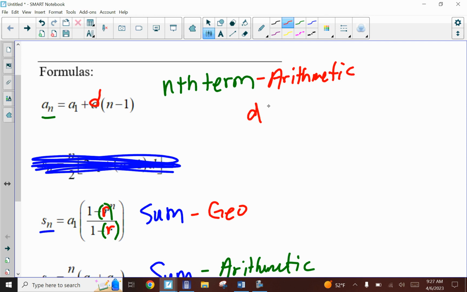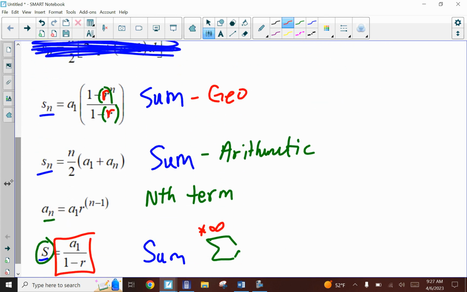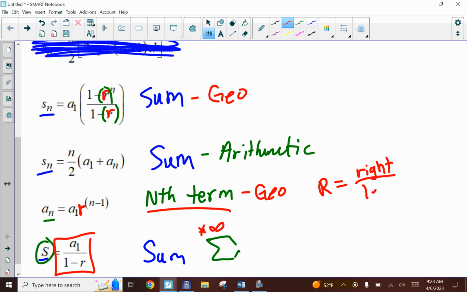To find D, you would take any pair of next door neighbor numbers and you would do the right number minus the left number. If you notice the other nth term formula, this is going to be a geometric because it has the R on it. So that's a geo. And if you want to find R, R is going to be equal to the right number divided by the left number. So that's how you find all your stuff for your formula.